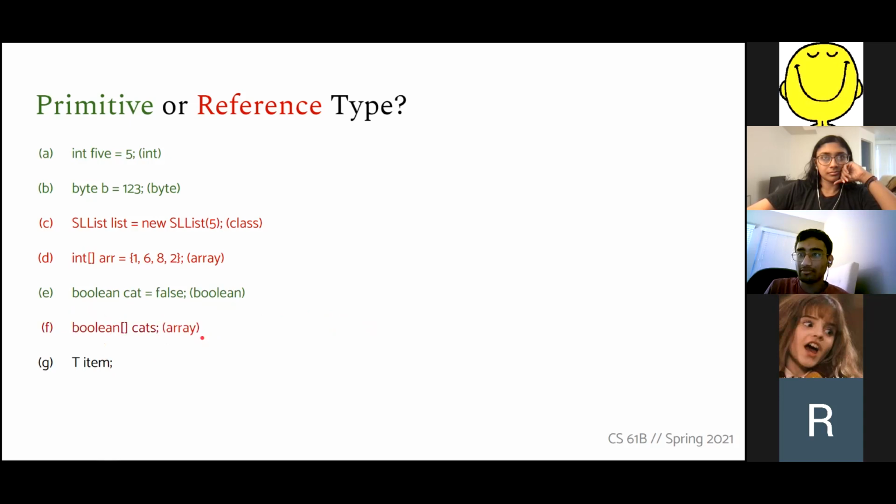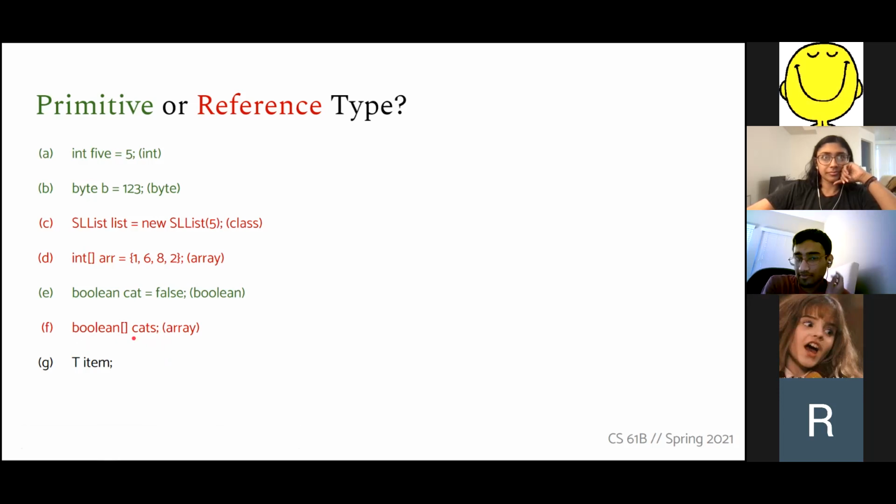Yeah, so this is a reference array. It doesn't matter that they're made up of primitive types, that each individual element is a primitive type. It's this overall array type that we're focusing on. And then lastly, T item. Yeah, so that's a reference type.